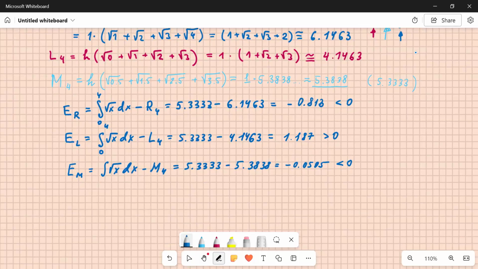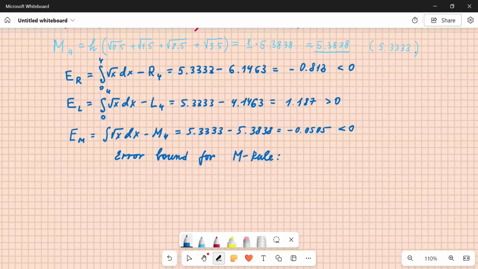So let's write down the general formula for the midpoint rule. The general formula is going to give us an approximate estimation of this number, because we are not sure whether it's going to be greater than 0 or less than 0. We are going to estimate the absolute value of this number, and we are going to say that it's less than or equal to K (b minus a) cubed over 24 n squared.